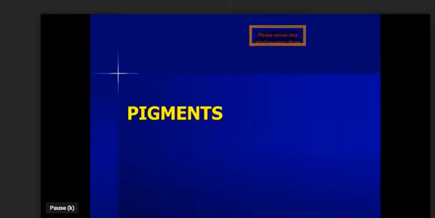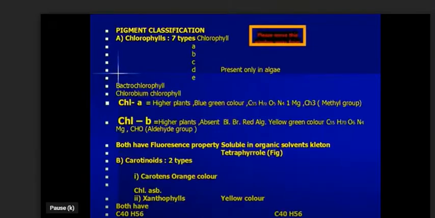Then what are the pigments? Now there are so many pigments present inside the thylakoid membrane, but out of these pigments, only some of them are involved in the process of absorption of light. So today we will discuss only the pigments which are present inside the thylakoid membrane. That is chlorophyll. This is the most important pigment present inside this thylakoid membrane.